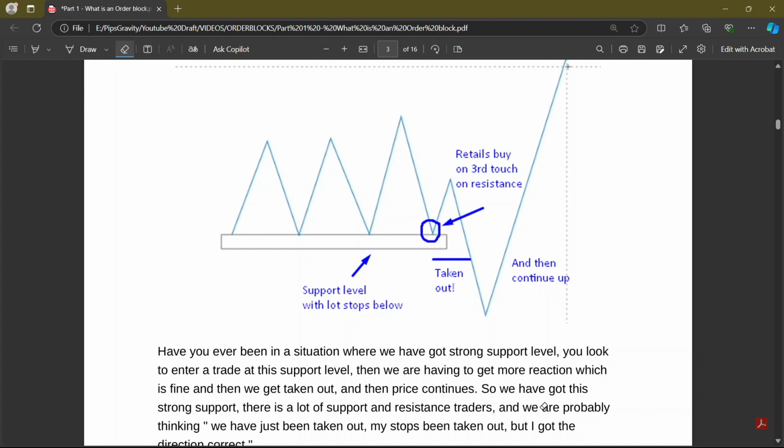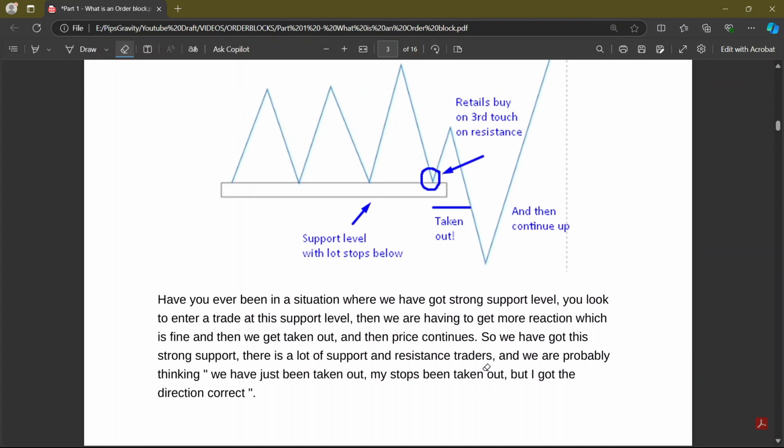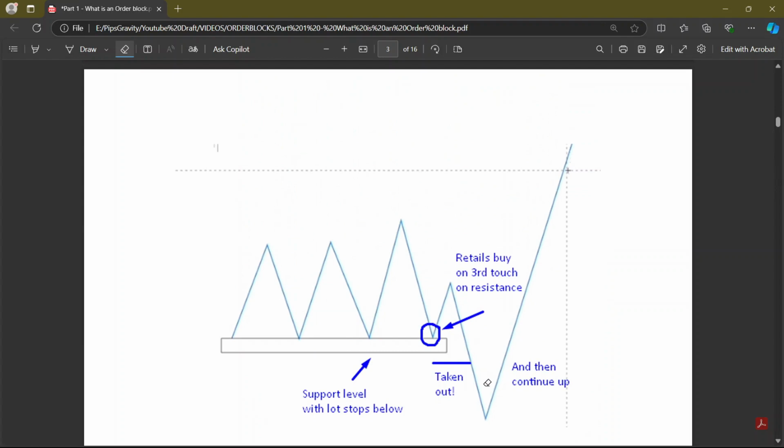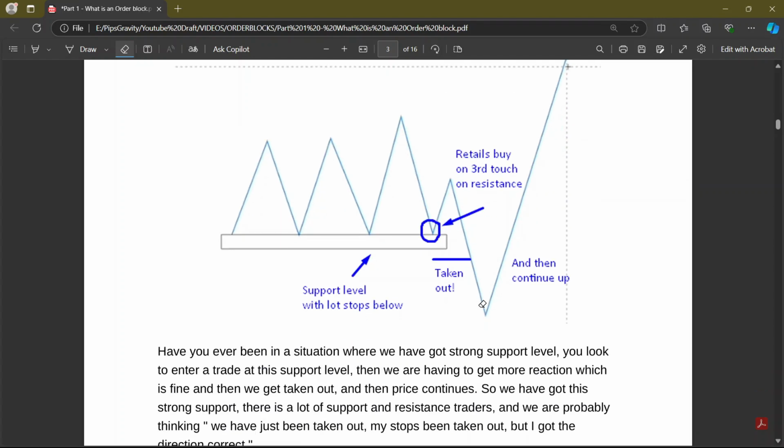Now, if we really want to trade with the smart money, we have to be patient. So we see all of these things happen. We don't take a trade yet. And I really want to emphasize this. Don't take any trade yet. Wait for the footprint to be complete.